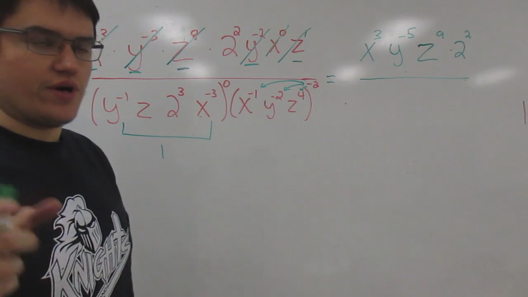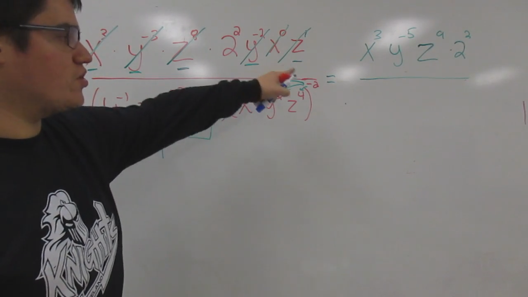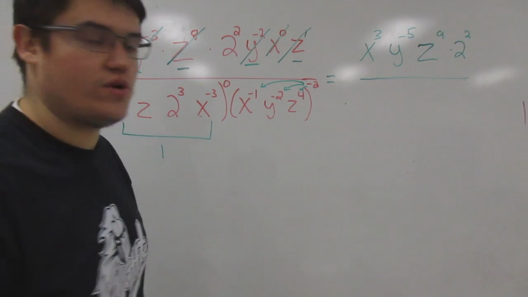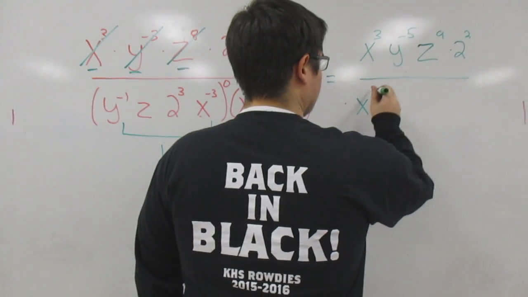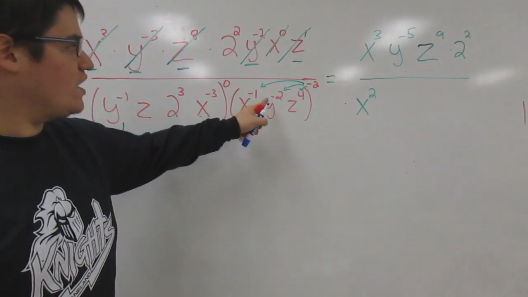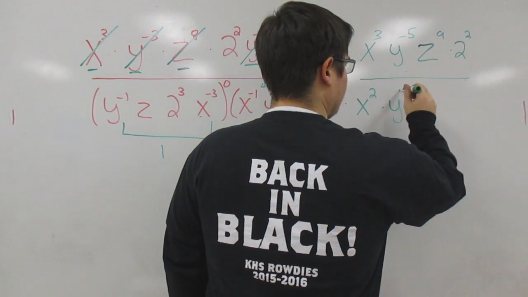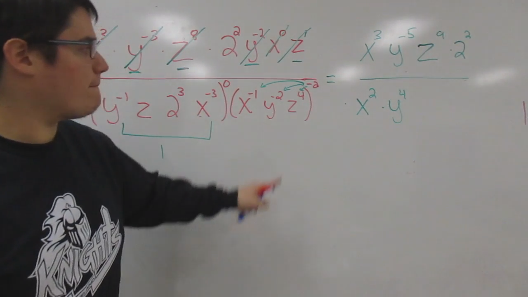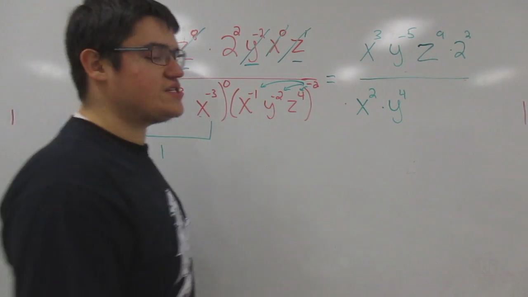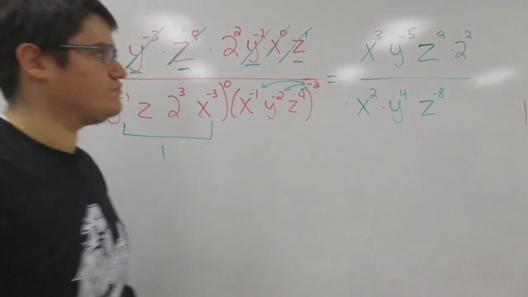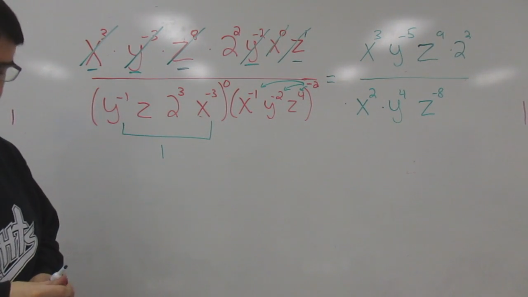And when you're doing that, when you're raising a power to another power, remember we multiply the exponents, like in the last video. So negative 1 times negative 2 is 2. So we have x squared. Negative 2 times negative 2 is 4. So times y to the 4th. And 4 times negative 2 is negative 8. So z to the negative 8.